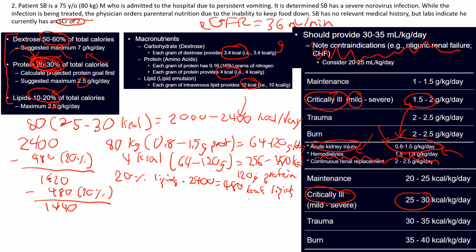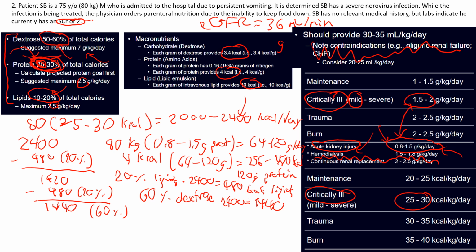And alternatively, this is like 60% of our total. You don't technically need to write these percents near it. I just like doing it to show it off. If we know that 60% of our calories, because that's what's left, need to come from dextrose times 2400, we get that 1440 as well. So now what do we do with these numbers?